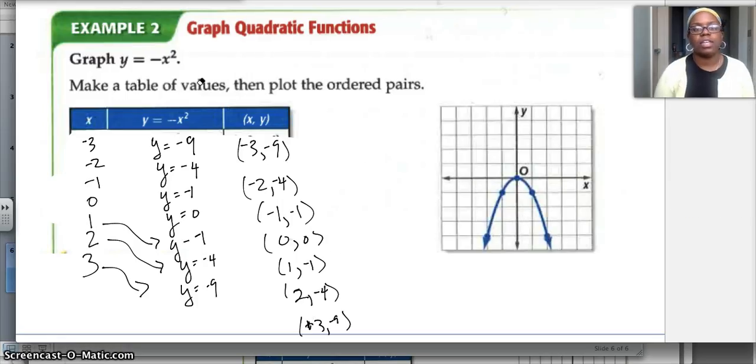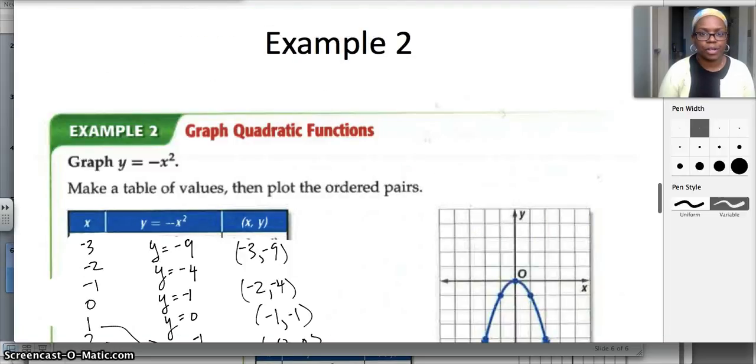Now the interesting thing is that this graph is a sad parabola. Can you think about what made this parabola go down? What would the C value be here? Sorry about that. What would the C value be here? Technically the C value is like 0, right?